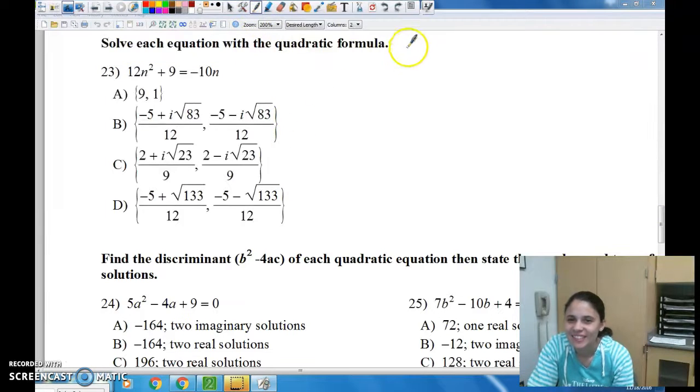Okay, so now we're going to go ahead and finish this review. So I have the quadratic formula. I'm going to go ahead and write it up here for us to remember.